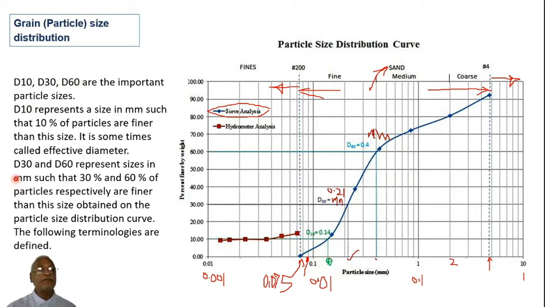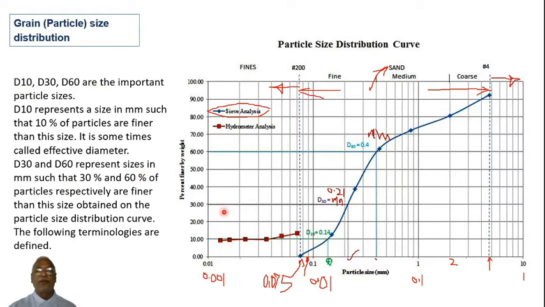The same thing is written here. D30 and D60 represent sizes in mm such that 30% and 60% of the particles respectively are finer than this size, obtained on the particle size distribution curve. Terminologies will be defined in the next slide, but this whole slide is devoted to understanding what is meant by D10, D30, D60.